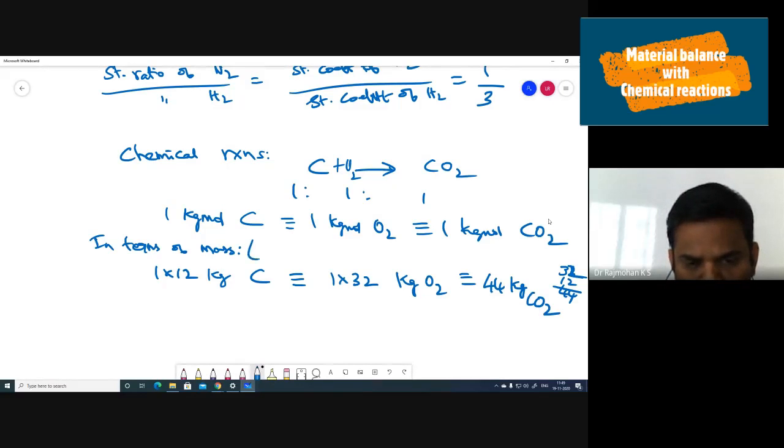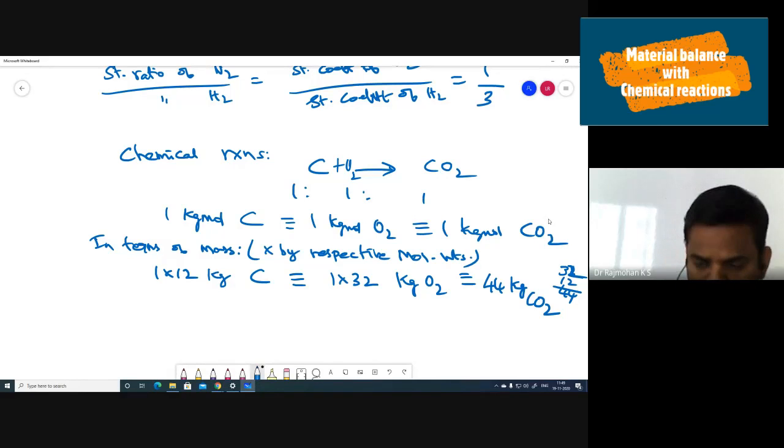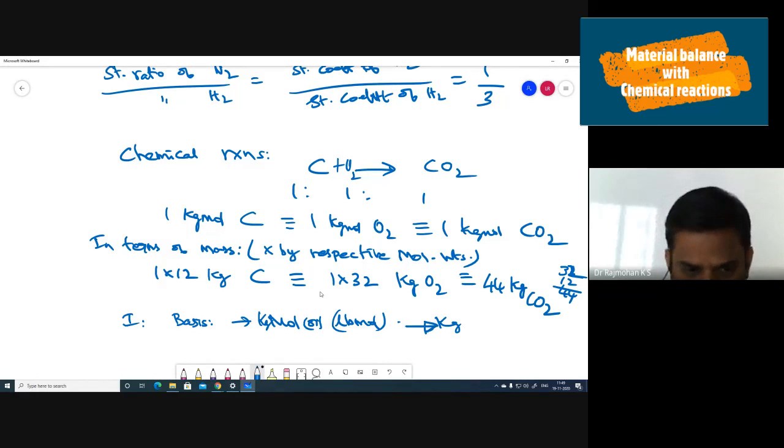If you want to convert it, multiply by respective molecular weights. Okay, so with respect to material balance in a chemical reactive system, our first step will be, again as usual, to form a basis. Mostly we have seen that it will be mole basis, in terms of kg moles or pound moles. Even if data is required in kg, we finally convert it into kg. So we will consider mostly mole basis in the system.